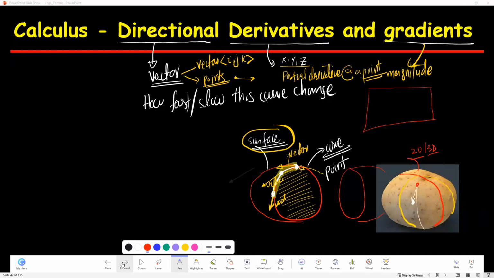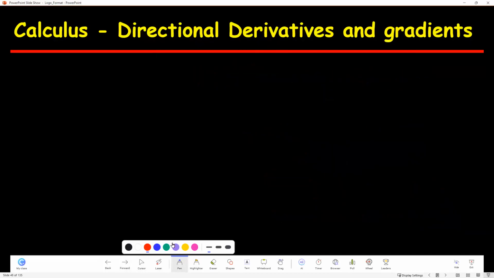Let's talk about the mathematical explanation of how it's going to look. Okay, let's do it.